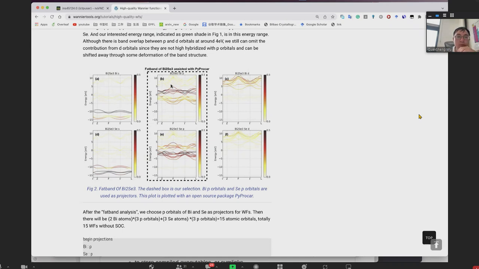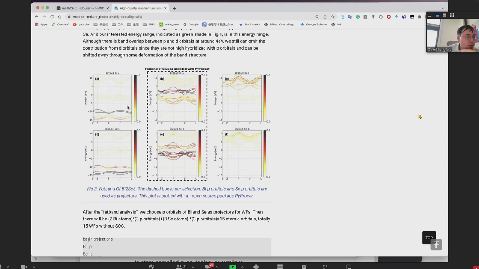So for bismuth selenide, if you look at the band structure, you will find that the bismuth p orbitals and the selenium p orbitals dominate the energy bands close to the Fermi level. It means that when you construct the Wannier functions, it's not related to the bands below the Fermi level, but you need to construct a good tight-binding model that can describe all the band character for this one.